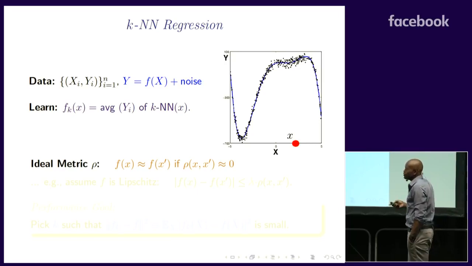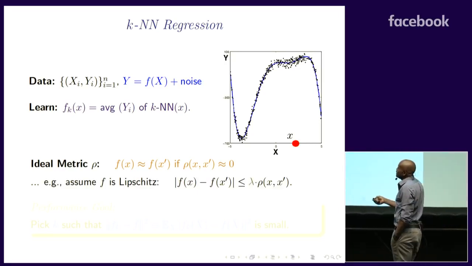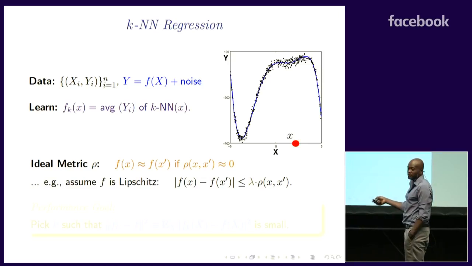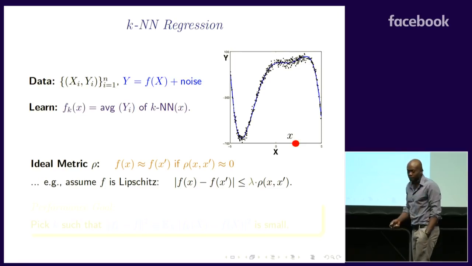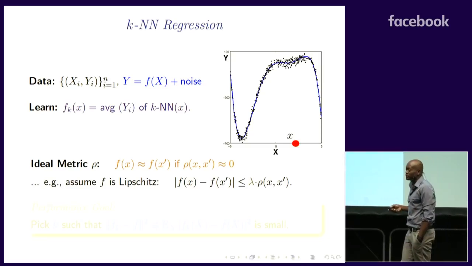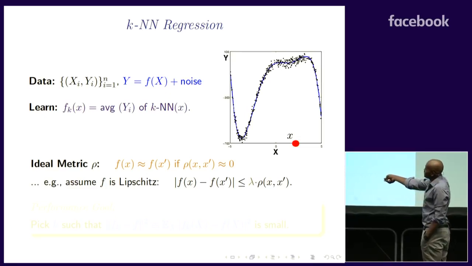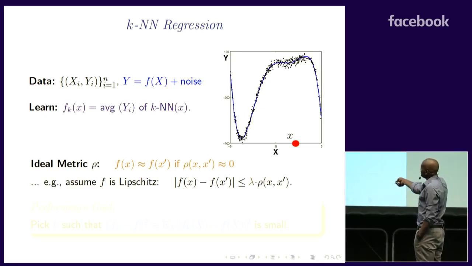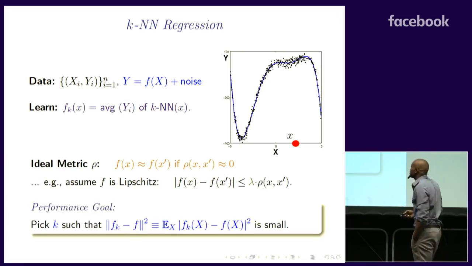And one simple way to formalize this that a lot of people have used is to assume that f is Lipschitz. F being Lipschitz just means |f of x minus f of x prime| is less than lambda rho of x, x prime. For simplicity, I'll just let lambda be 1 throughout. You can see right away that this implies that if rho of x, x prime is small, then f of x minus f of x prime is small. So this is a simple way to formalize this.